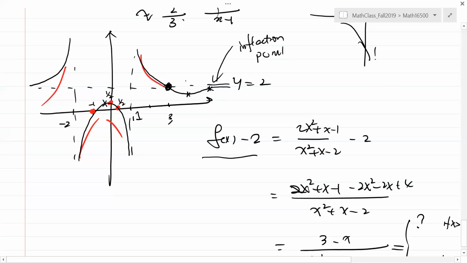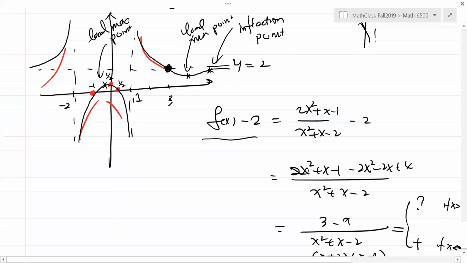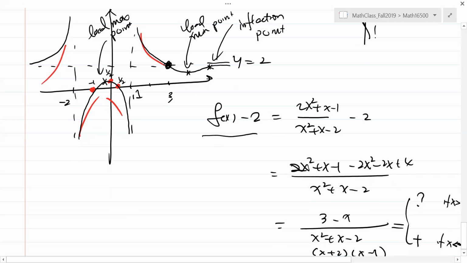Inflection point. Okay. This is a local minimum point. This will be the local maximum point. Okay. Point means a point. So let's find out this information. All right, we have to find the derivative. If I find the derivative, I'm going to find the 2 zeros. Okay, so find the derivative.